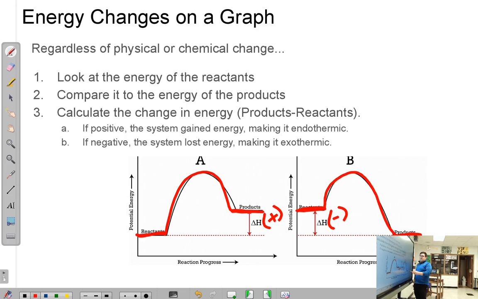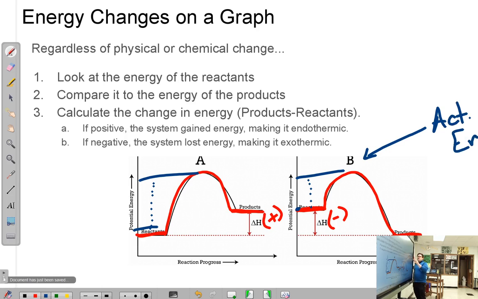However, both of them have some sort of hump to get over. If that hump didn't exist, it would be a spontaneous reaction and it would happen immediately. So what is going on with this little bit? Same thing here. This is what's called your activation energy. It's how much energy it takes to activate that chemical reaction.